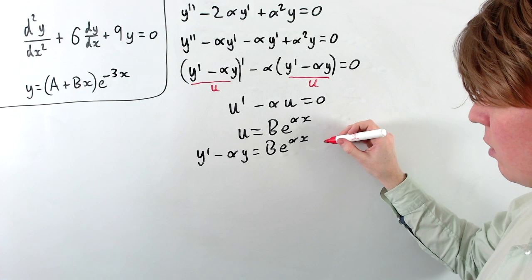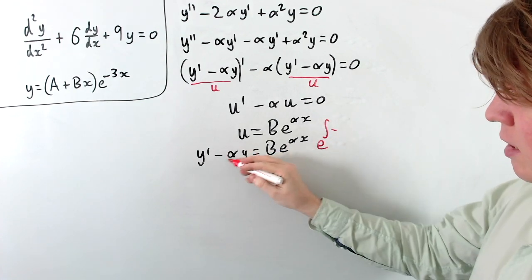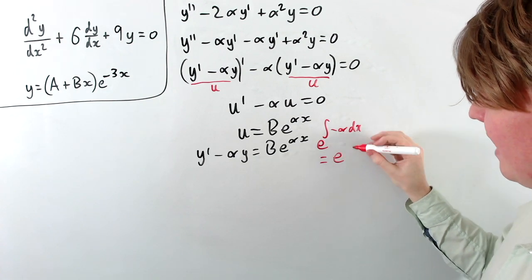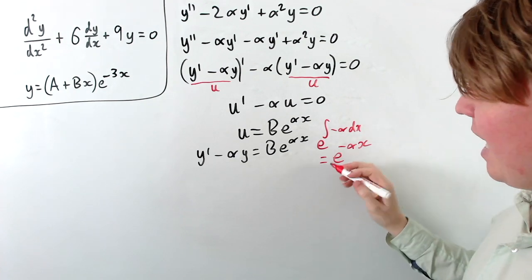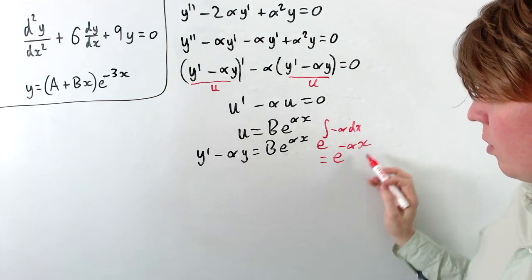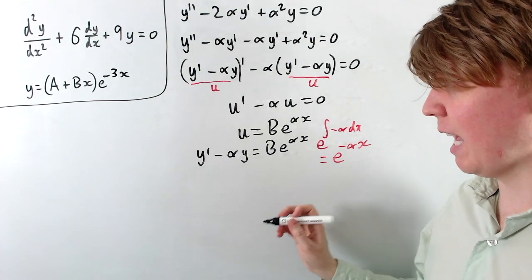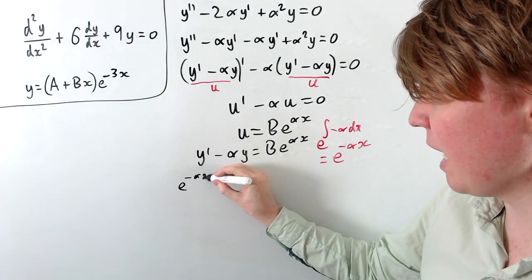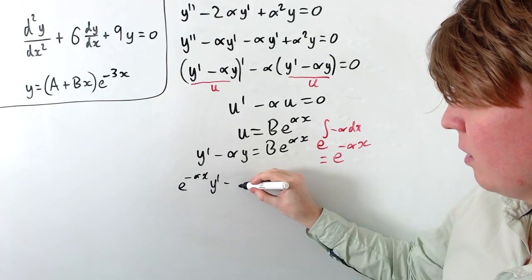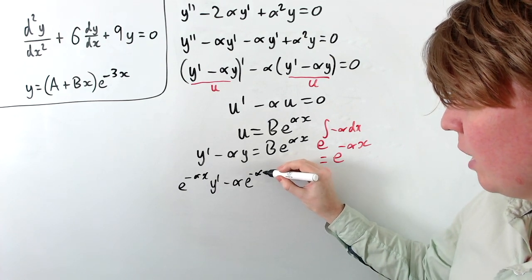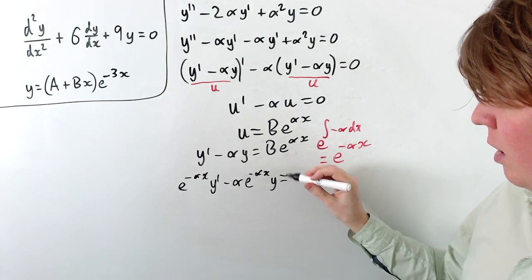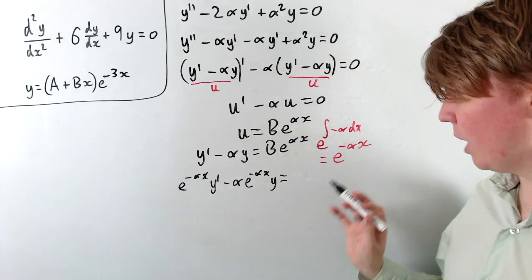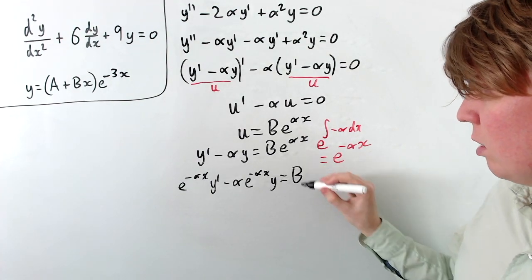So our integrating factor, we need to do e to the integral of this negative alpha term, so negative alpha with respect to x, and this just gives us e to the negative alpha x. So we need to multiply on both sides all the terms by e to the negative alpha x for the integrating factor technique to work now. So we get e to the negative alpha x derivative of y minus alpha e to the negative alpha x times y, and then the right hand side is quite interesting. So we have b times e to the alpha x, and we multiply by e to the negative alpha x, so we actually just get b.